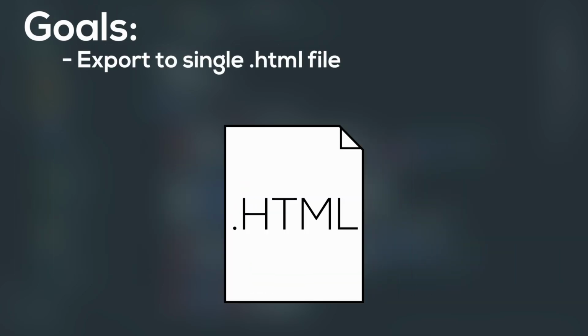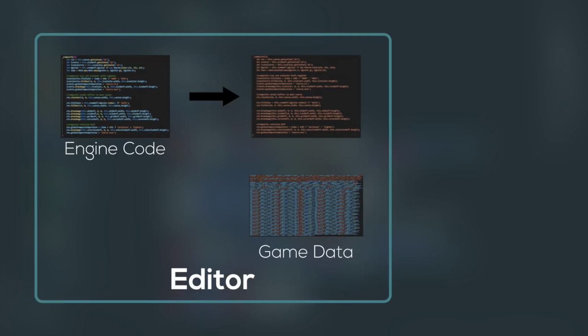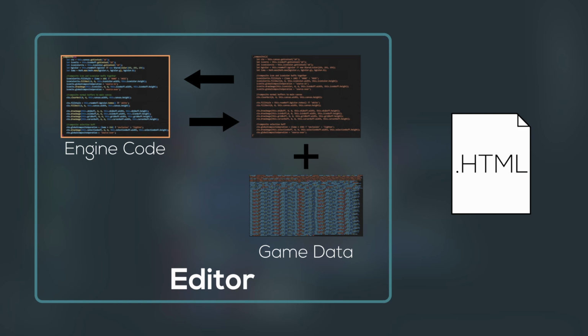If you remember back a little bit, one of the goals for this project was that a user will be able to export the runnable game to a single HTML file. This means that at some point, the editor will need to access the raw engine code as text in order to be able to pack it into an HTML file along with the game data. This is a problem because I also need the engine as runnable code in the editor so that the user can quickly preview their game.